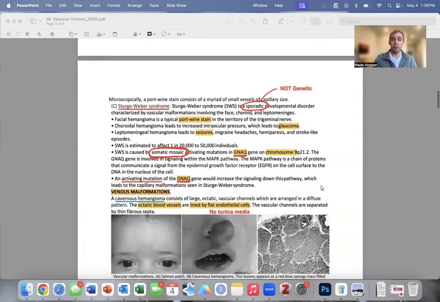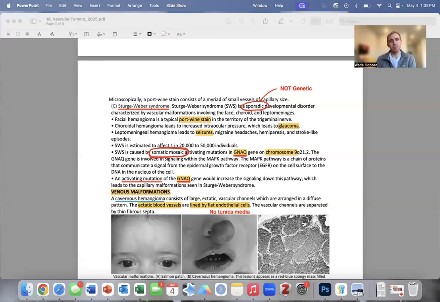Sturge-Weber is an example of somatic mosaicism. And what that means is that it's not a germline disease. It's not an inheritable disease. It's not something that you get from one of your parents. It's a mutation that happens basically around the blastocyst stage, or maybe when you're a morula. You've got 16, 32, 64 cells, something like that.